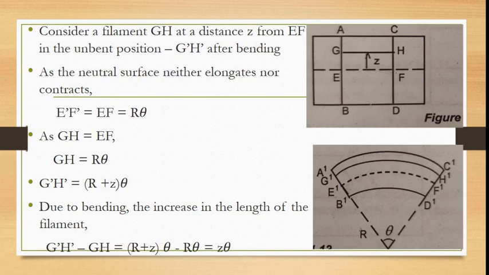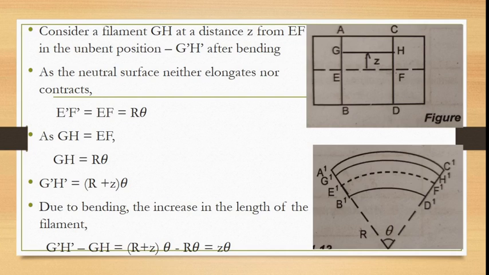We are considering a filament, a longitudinal layer, at a distance Z from the neutral surface EF in the unbent position. So GH is a filament at a distance Z from the neutral surface EF, and this GH has become G dash H dash after bending. We had already said that EF is the neutral surface, which is neither elongated nor shortened, so E dash F dash is equivalent to EF.